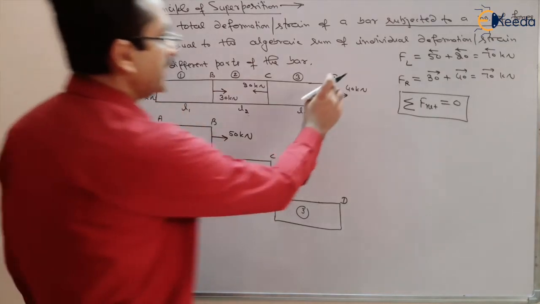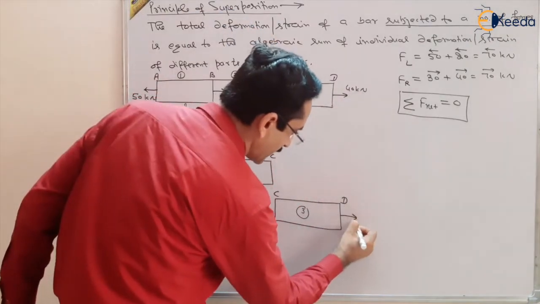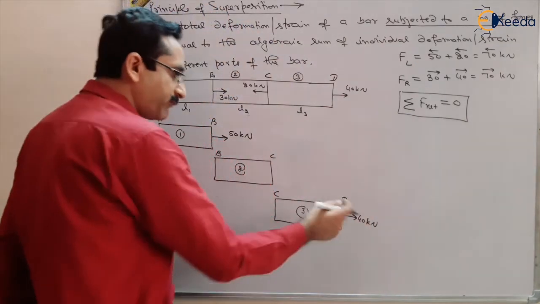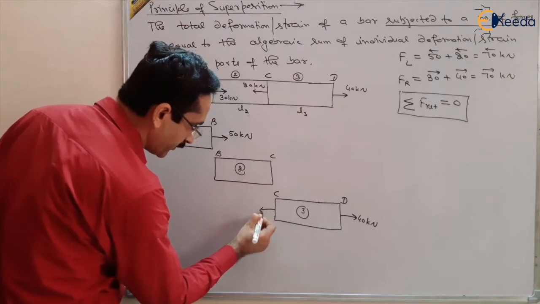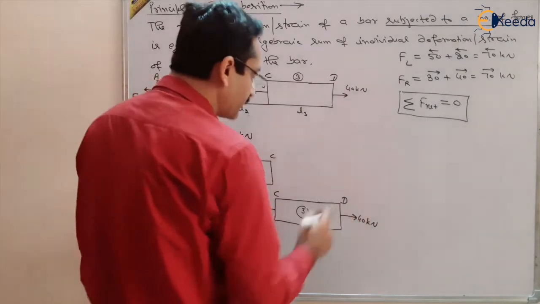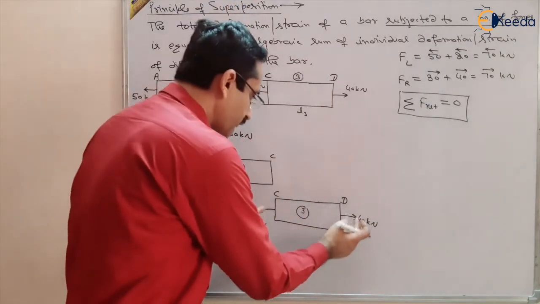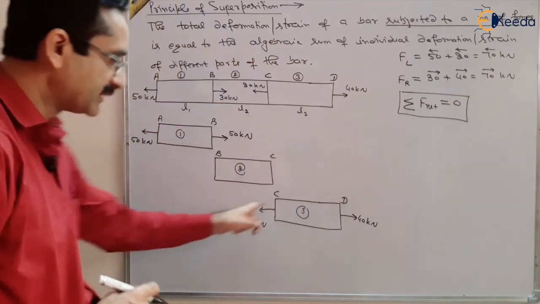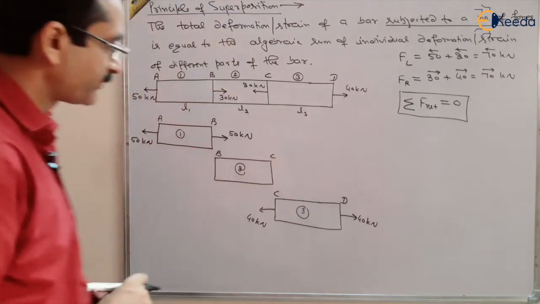Similarly, at D, what is the force? 40 kN. So apply the 40 kN force, because point D is not common to any other part. And if the 40 kN force is rightward, there must be a leftward force of 40 kN, so that this body is in static equilibrium, because the whole body is in static equilibrium. So the 40 kN force is acting in a tensile manner in this third part of the body, in the CD part, so that there is only internal deformation in the bar.